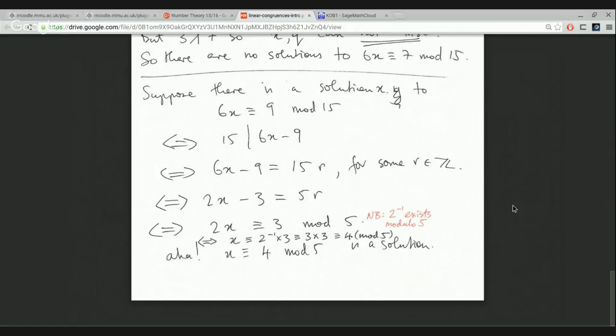You could say divide both sides by 2, and that's the same as multiplying both sides by 3, because 3 is the inverse. 2 inverse is 3 modulo 5. The inverse of 2 modulo 5 is 3. So you multiply both sides by 3, get x congruent to 3 times 3, which is 9. But the canonical way to say that is x congruent to 4, because you're talking about modulo 5.